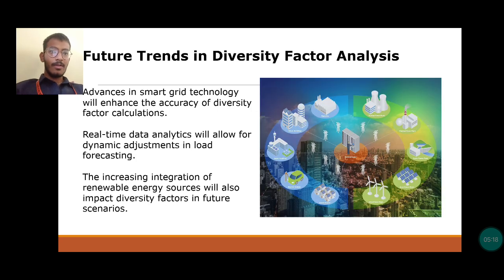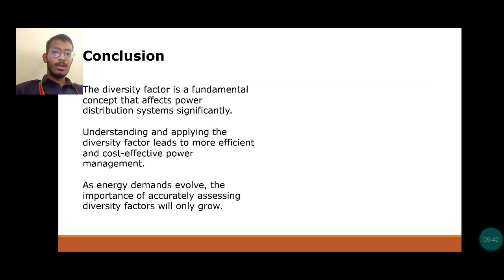Future trends in diversity factor analysis. Advances in smart grid technology will enhance the accuracy of diversity factor calculations. Real time data analytics will allow for dynamic adjustments in load forecasting. The increased integration of renewable energy sources will also impact diversity factors in future scenarios.